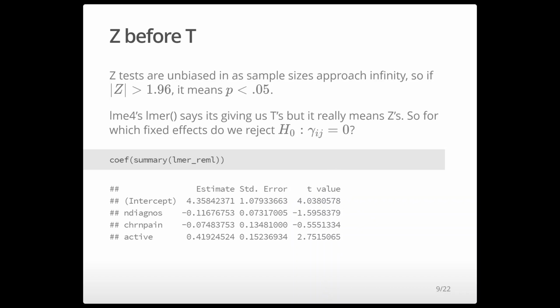If we're going to use z-tests, we can look at these values and think about which ones are significantly different from 0, if we assume this was an infinite sample size, by saying which of these t's has an absolute value greater than 1.96. So here the intercept is significantly different from 0 and the active variable is significantly different from 0. But these two, because they are within 1.96 standard errors from 0, are not significantly different from 0.